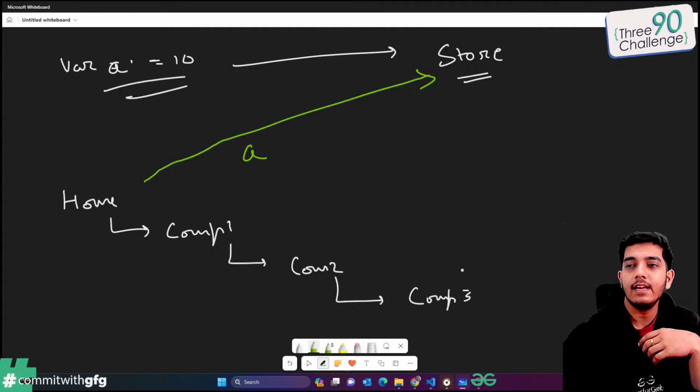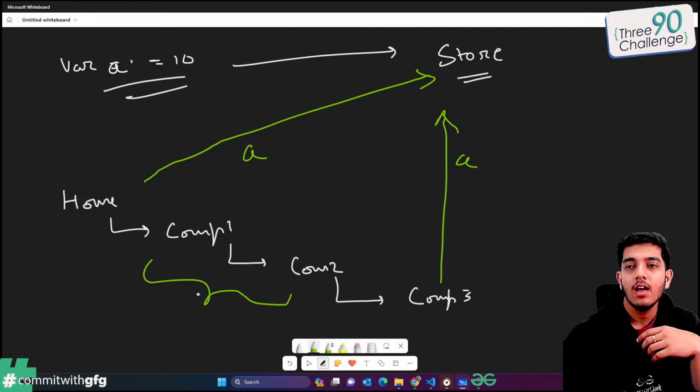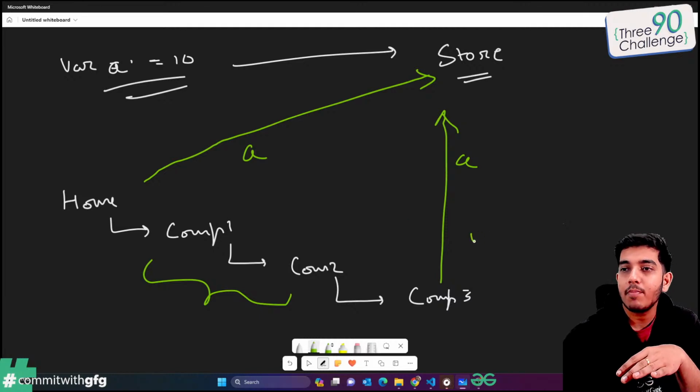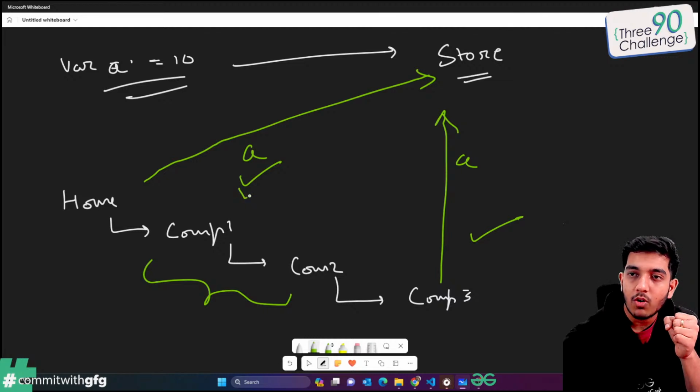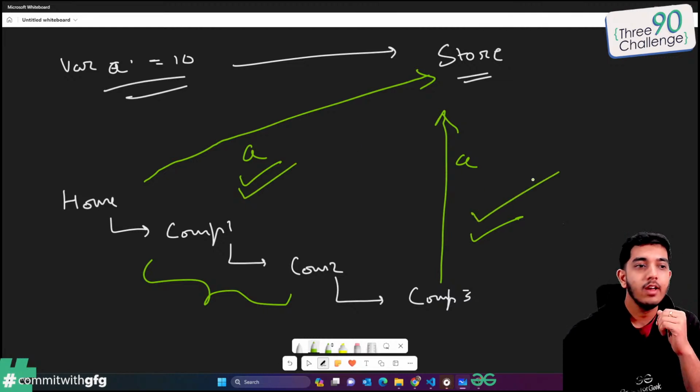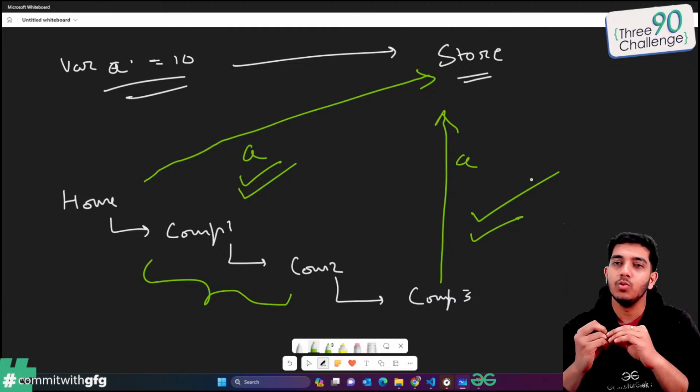Okay, similarly, if I need the value of a inside component 3, I can directly get the value of a from the storage. Now you can see there is no need to pass props to these intermediate components. I can also perform operations on a here in the home component, and I can get the result here. So that's the benefit of using Redux.